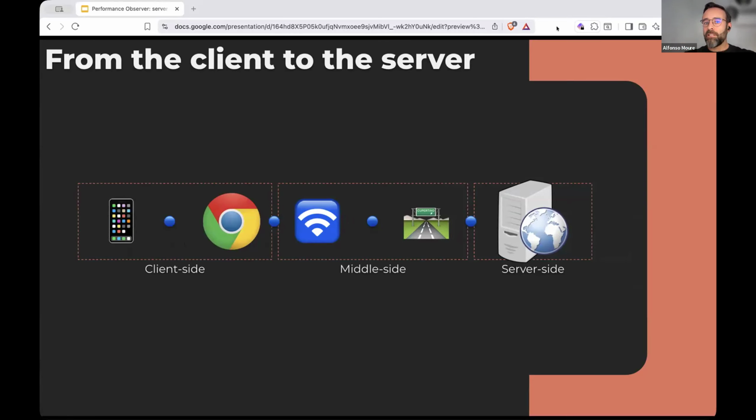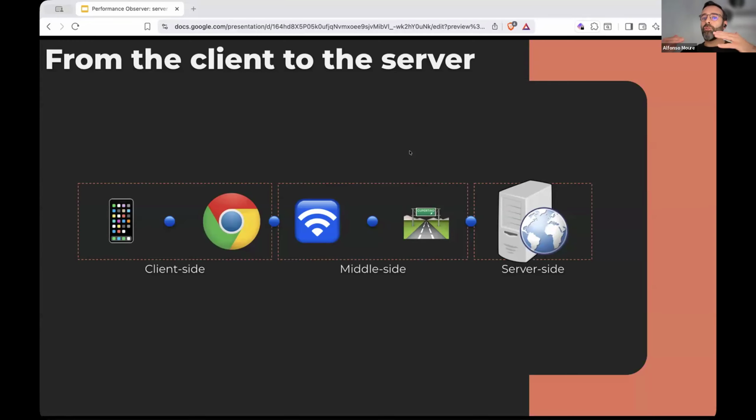A user taps something on their phone, not yours. The request travels through the network into the edge, through your gateway, into your application, and maybe then into a database. And the response travels back. This goes through three regions. First, the client side. This is where the browser lives. Then the middle side is where the network routes the user's request to the server. And then, of course, the server side.